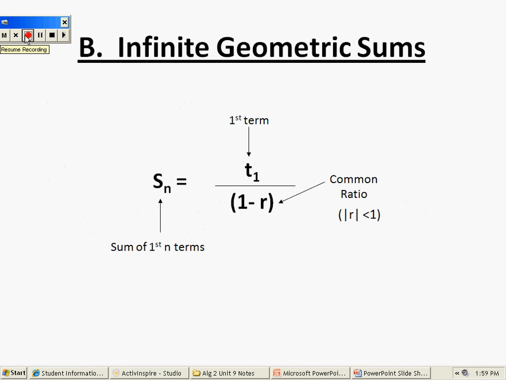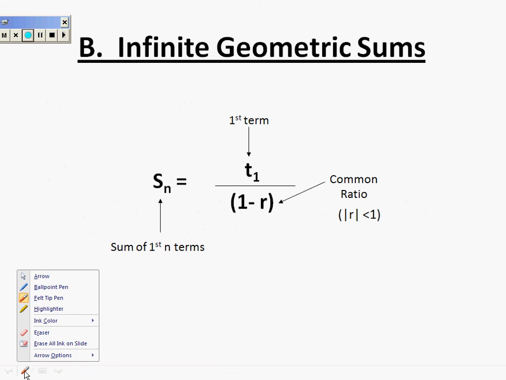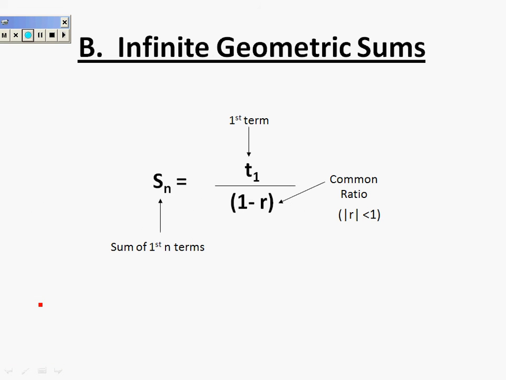What we're going to look at then is geometric sums, but this time the series go on forever, but they come to a specific value. So Sn once again represents the sum of the first n terms. Now in this case we can actually rephrase that. It represents the sum of infinite terms because it goes on forever. And T1 is the first term still. R is your ratio still.